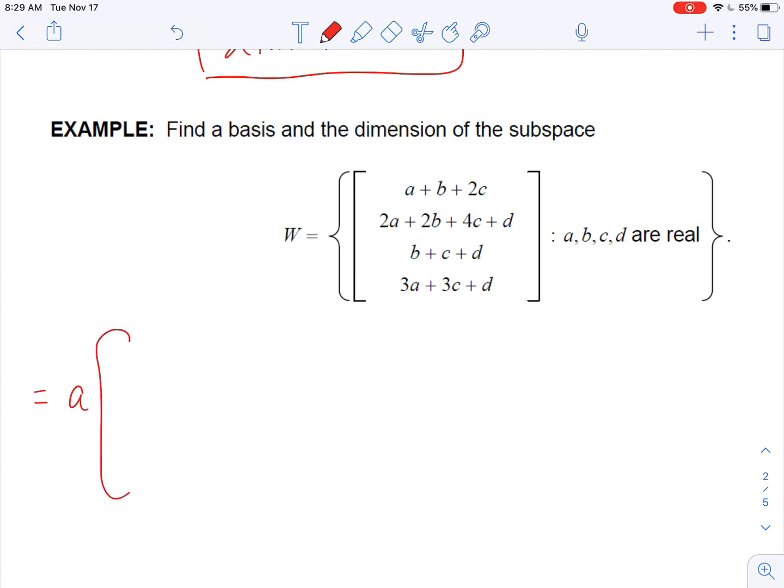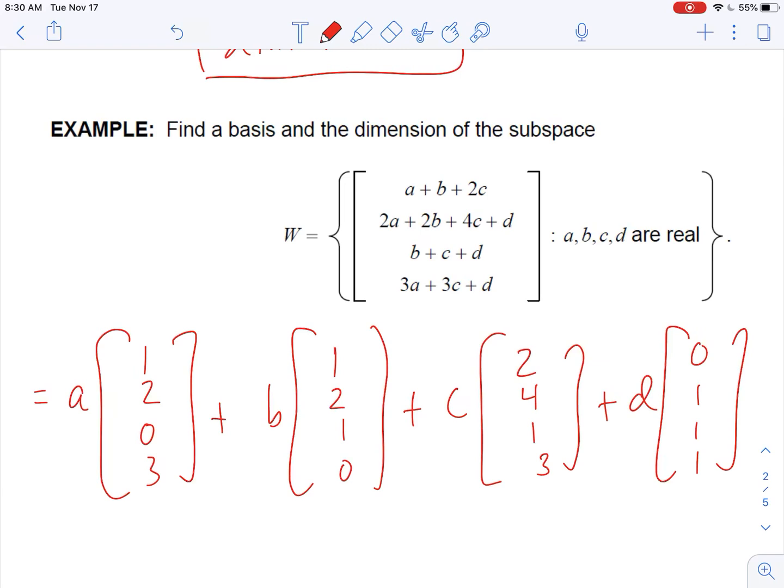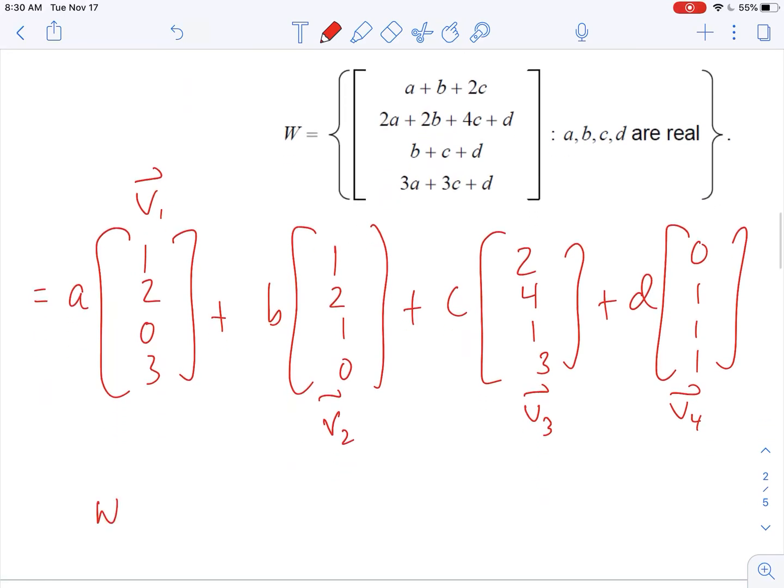So we could define this as A scaled with 1, 2, 0, 3, B scaled with 1, 2, 1, 0, C scaled with 2, 4, 1, 3, and then D scaled with 0, 1, 1, 1. Now when we look at this unique set of vectors, we can call each of these V1, V2, V3, and V4. We recognize that W is equal to the span of V1, V2, V3, and V4.